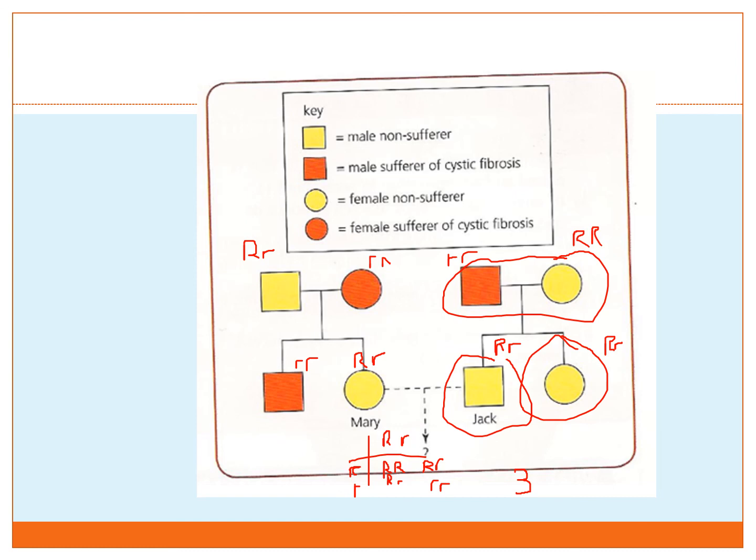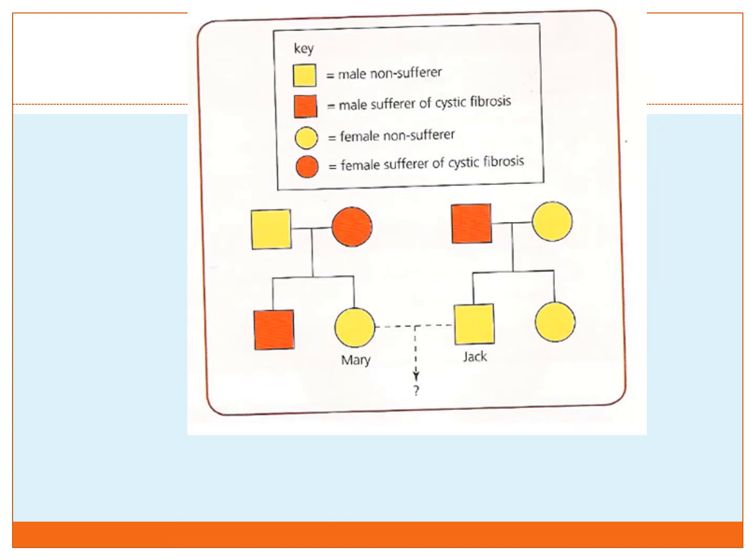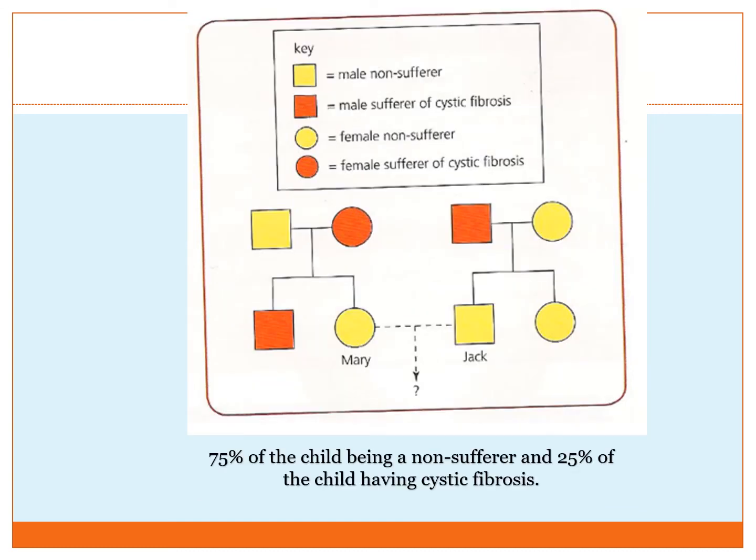So we have 3 that are non-sufferers, and we've got 1 that is a sufferer of cystic fibrosis. So we have a 25% chance, so 1 out of 4, of the child having cystic fibrosis. We have 50% of the child being a carrier of cystic fibrosis, and we have 25% of the child being normal and not carrying or having the disease. So 75% of the child being a non-sufferer and 25% of the child having cystic fibrosis.